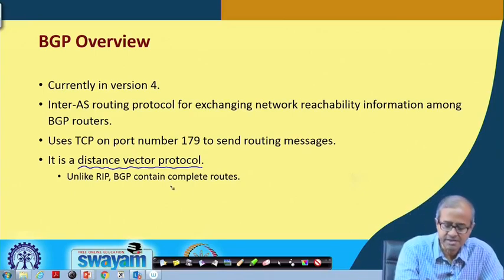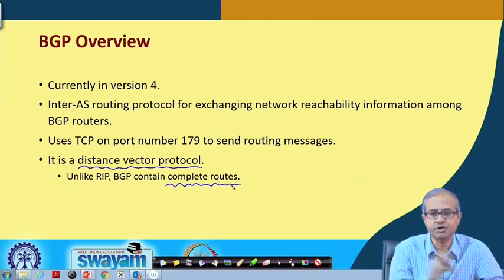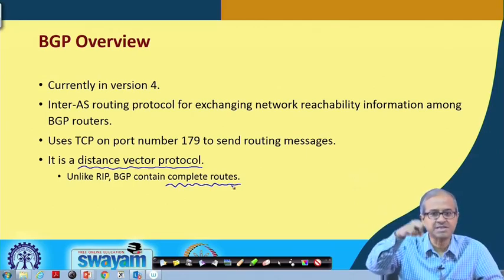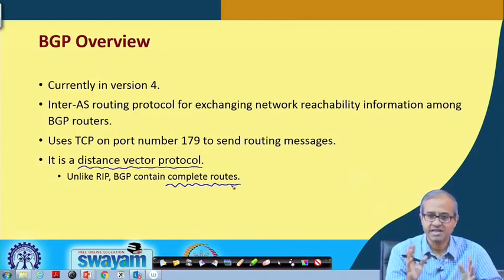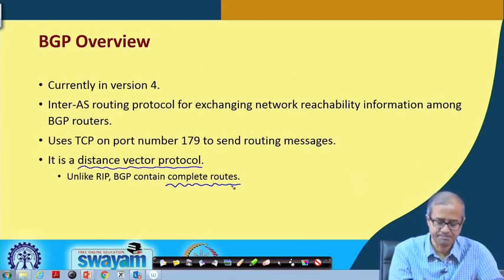So, here there is an option of specifying complete routes, not just the next hop. Suppose I want to go from x to y, what is the path to be followed, what is the sequence of routers I should follow, that also can be additionally specified in BGP. Okay. So, if you want, you can have source routing facilities implemented, if of course your router supports that.